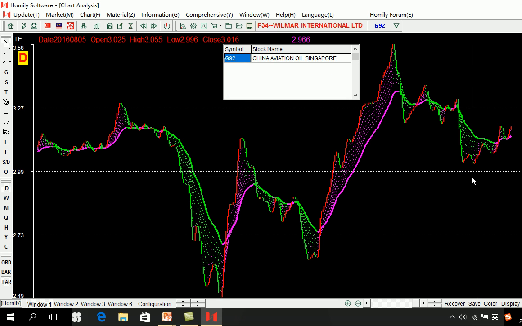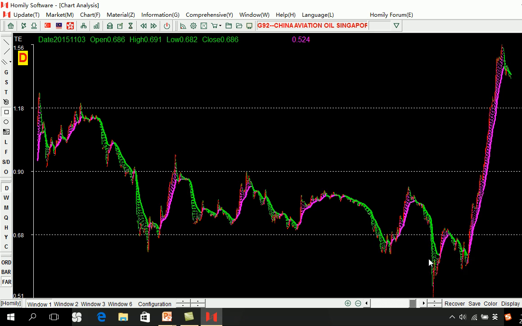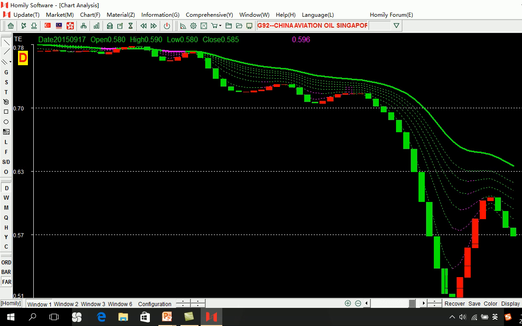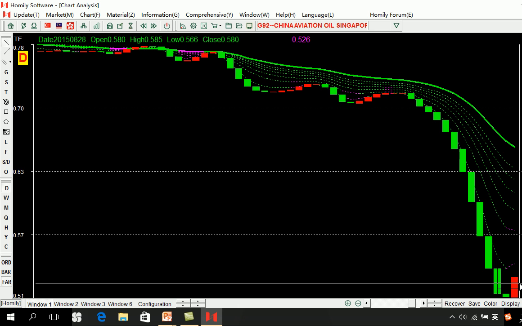3G92 China Aviation. Okay, let's see this stock. Here, can we buy or not? Firstly, let's see the main trend. Just now I told you the main line, assistant line and the candlestick. So firstly, let's see whether the trend is downtrend or uptrend. Downtrend. Okay. Here, can we buy or not? This candlestick, can we buy or not? Only two purple, we cannot buy. Okay.